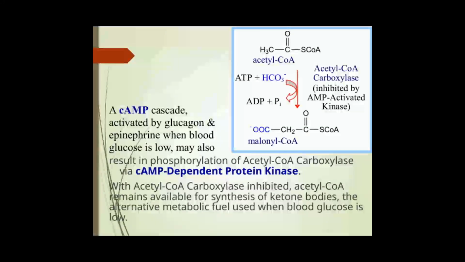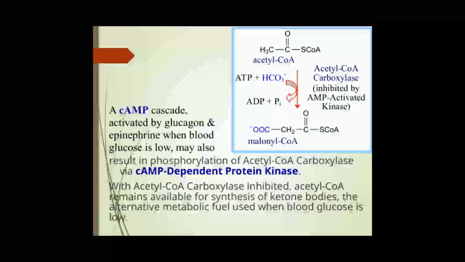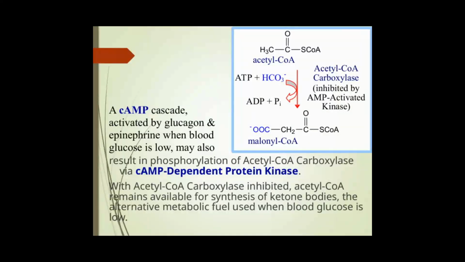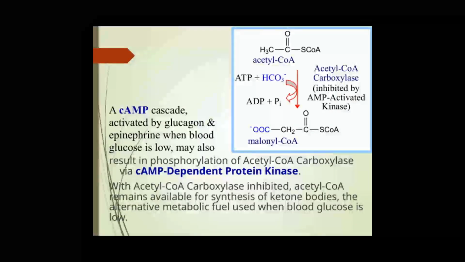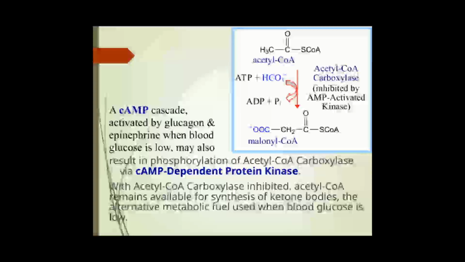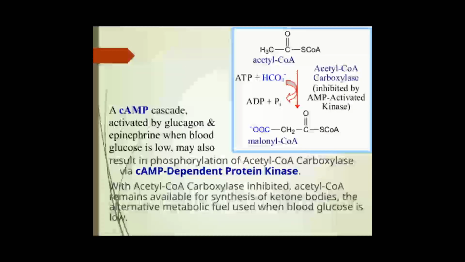So, this process essentially helps our body adapt by switching from glucose to ketone bodies, ensuring that our tissues, especially the brain, continue to get the energy they need during fasting. This ties back to the larger theme of how our metabolic pathways are finely tuned to maintain energy homeostasis under different physiological conditions. Now, let's take a closer look at the antagonistic effect of insulin.